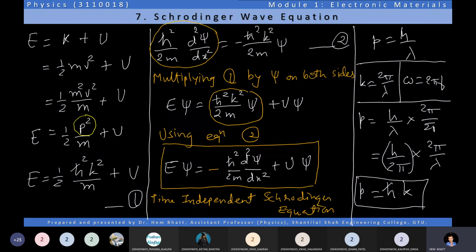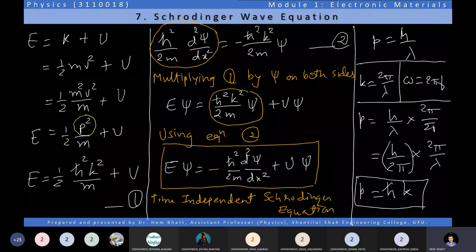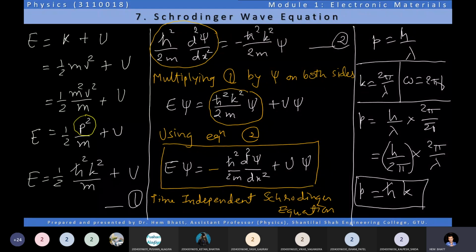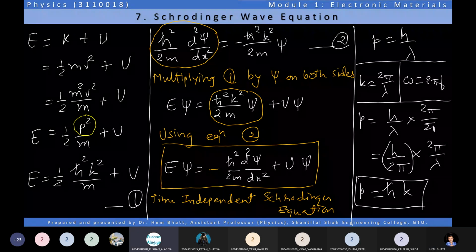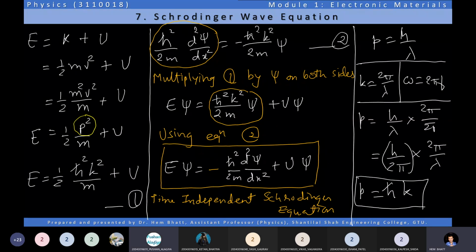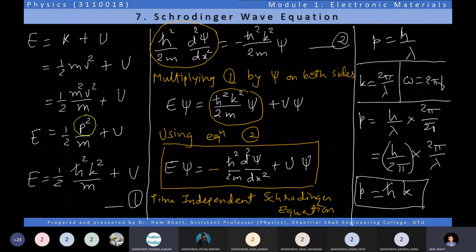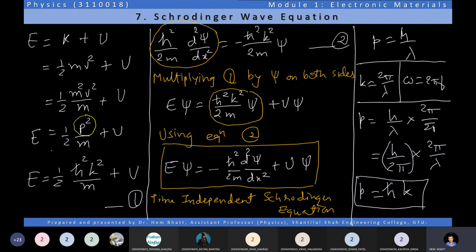Now what do you mean by solution? What do you mean by solution? Sir, roots means... Sir, the value of psi. Value of psi, which if you substitute in this equation, you will get equality.